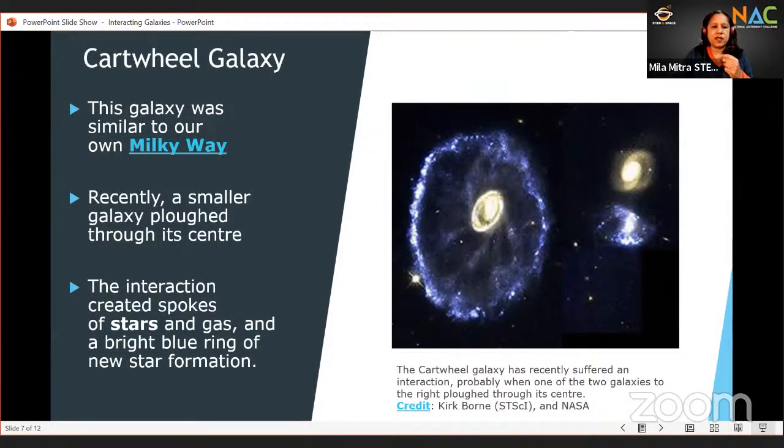Okay, here's another example. This is the Cartwheel galaxy. Why Cartwheel? Because it is like a wheel. You can see a central structure, and you can see a rim, and that rim has spokes. Spokes means like a bicycle. It has the lines that lead up to it. Okay, so originally this was like the Milky Way Galaxy, similar to our Milky Way. And then a small galaxy plowed through its center. It went through the center. As a result, this interaction created a bubble kind of structure that looks like a wheel, and that's much further out than the main part of the galaxy. And there are also the spokes of stars and gas. And all around the rim, you can see star formation in the white and blue, very bright areas.